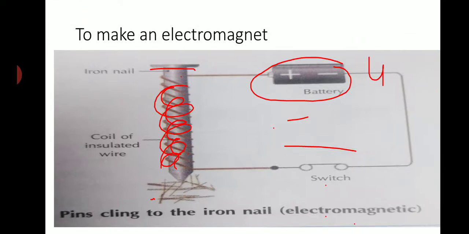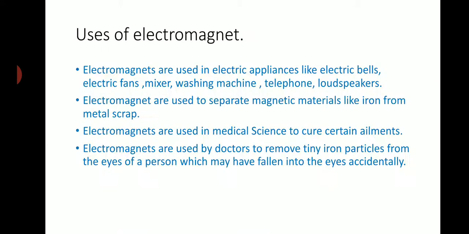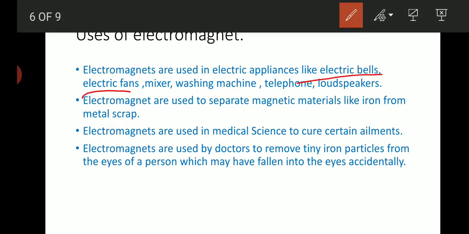And we use many devices in our daily life that are based on the magnetic effect of electric current. For example, electric bells, electric fans, mixer, washing machine, telephone, loudspeaker. They are the applications of electromagnets. You have generally seen cranes with strong electromagnets. They are used to lift heavy loads like big machines, steel girders, and scrap iron objects for loading and unloading purposes. Electromagnets are used to separate magnetic material like iron and steel objects from a heap of junk metal scrap.